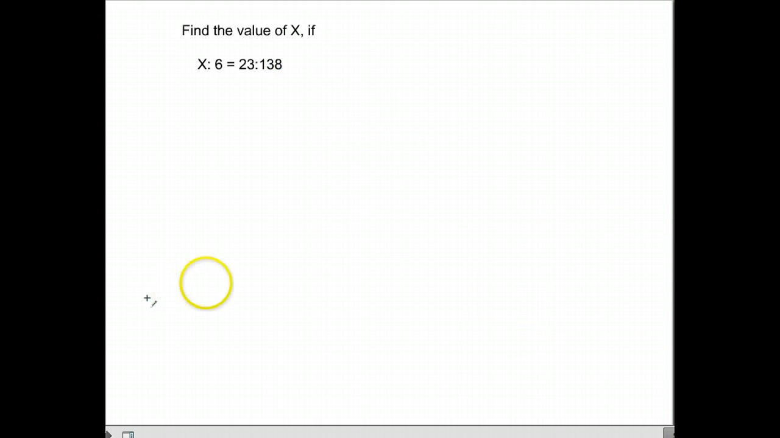Okay, here's our final problem for connections. It says to find the value of x. Now, you may not know what these colons mean. Colon is a way to write a ratio, and another way to write a ratio is as a fraction, and the number first would go on top and the number second goes on bottom. So x colon 6 is the same as x over 6. So let's rewrite this with fractions. 23 over 138 is the same as 23 colon 138. So this is the problem we really have here.